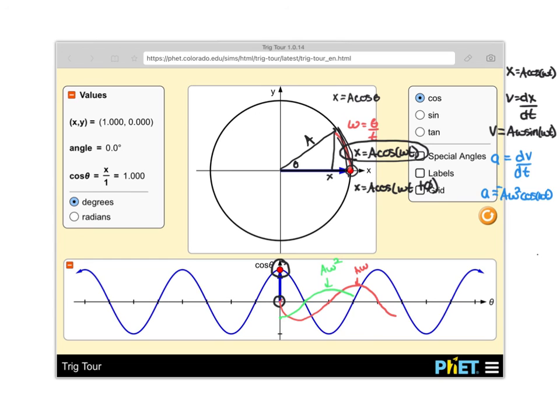Pay special attention to this section because this is one of the few places that I do calculus in this particular unit. So it is highly likely to appear on the exam as a calculus question.